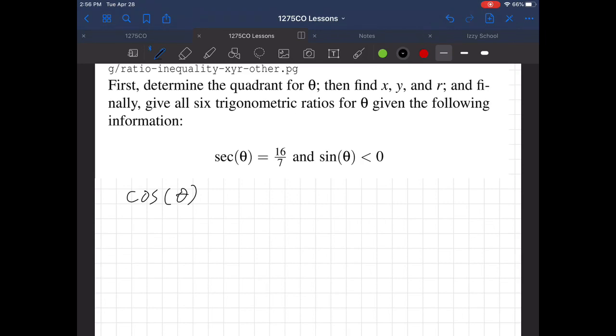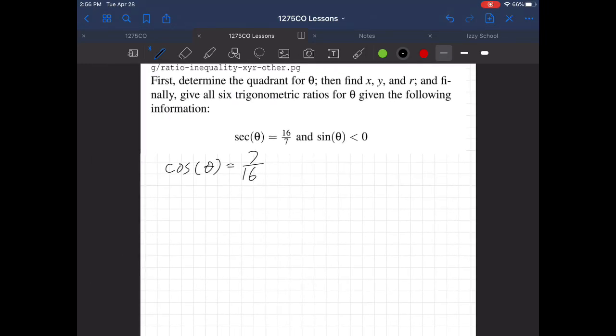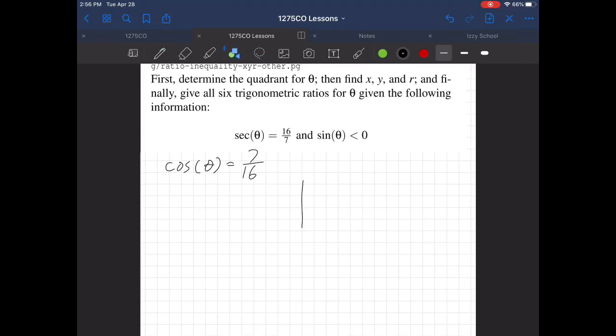Since secant and cosine are reciprocals of one another, this means that the cosine of theta is equal to 7 over 16. So these two pieces of information, now the cosine is equal to 7 over 16 and the sine is less than 0, tell us quite a bit that we can use in order to find the quadrant in which this angle is located.